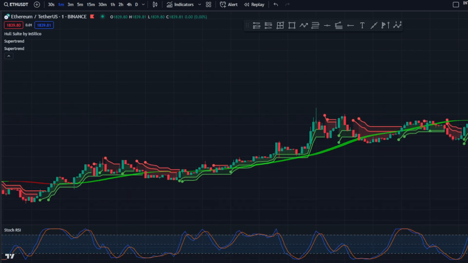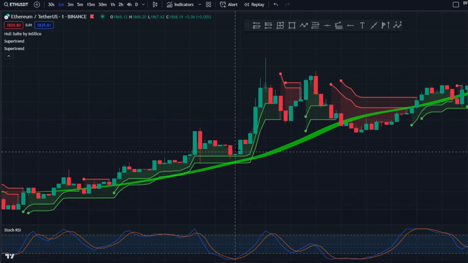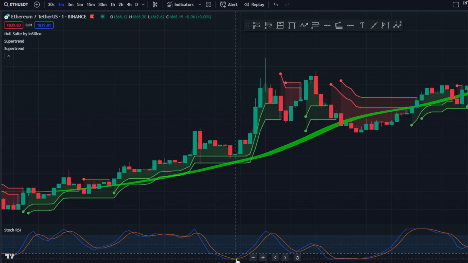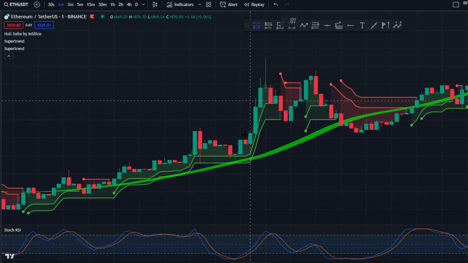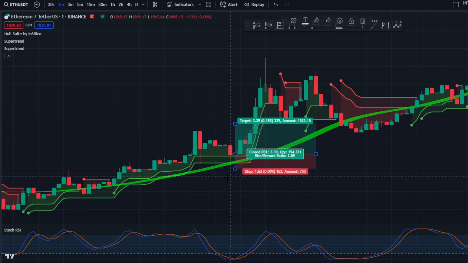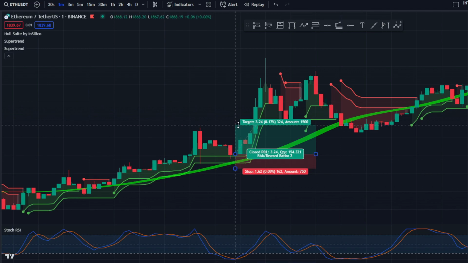So here we have another entry right here. You can see that price is above the Hull Suite. The Hull Suite is green in color. Price is above the Supertrend as well, the 2 Supertrend lines. We have the crossover happening right there. This is basically the perfect example of an entry. Stop loss right below the Supertrend lines and a 2:1.